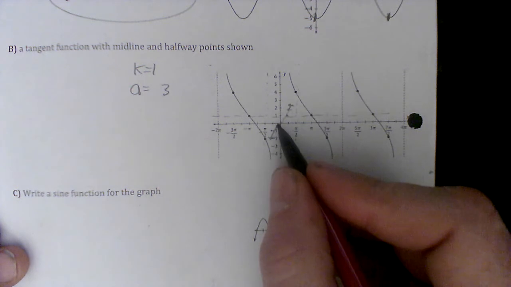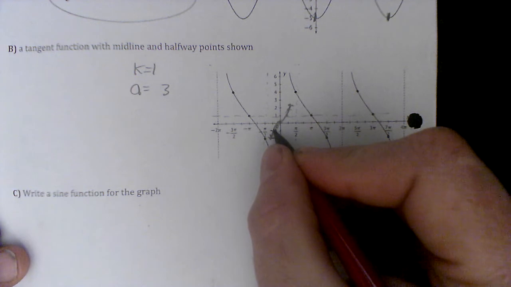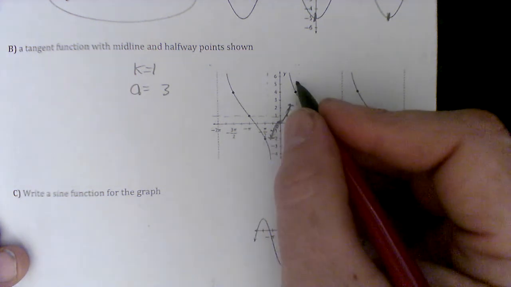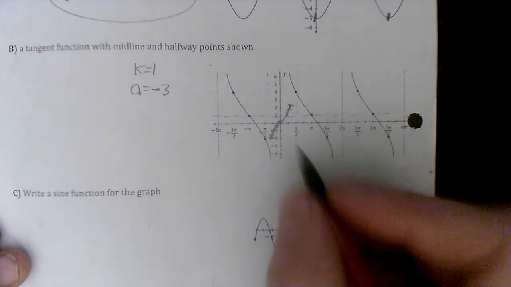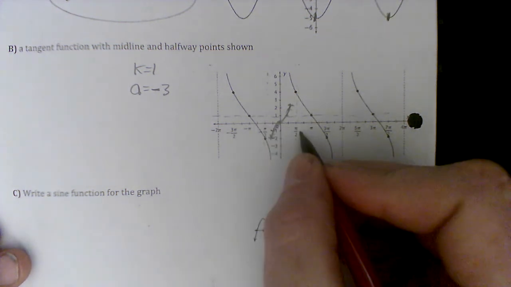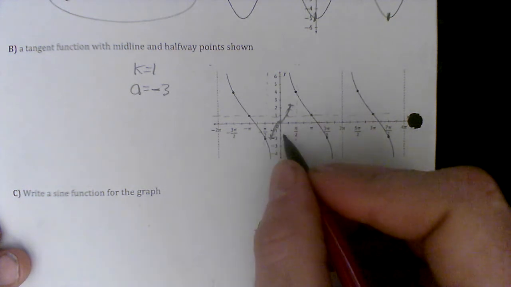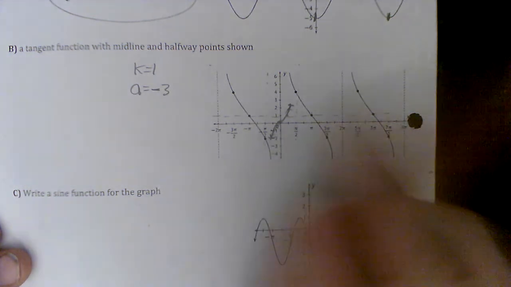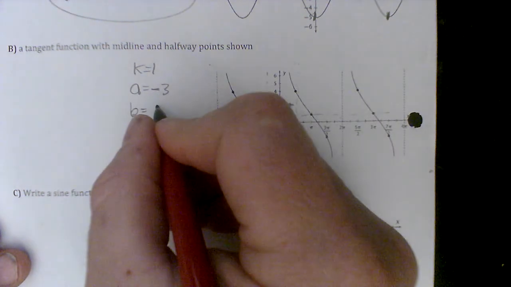And if you remember, the standard tangent goes down to up. This goes high to low, so it's going to be a -3. Couple things. First, my period has changed. The standard period is between -pi-halves and pi-halves. All right, that's a period of pi. This one has a period from here to here, so it has a period of 2 pi. So my b is 2.